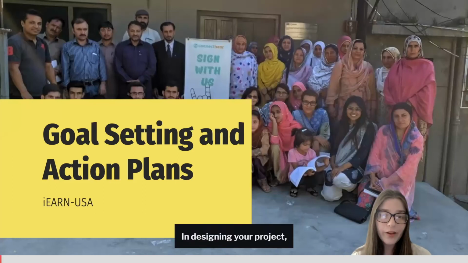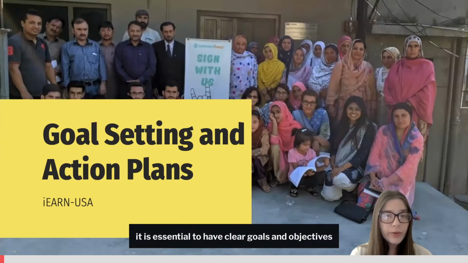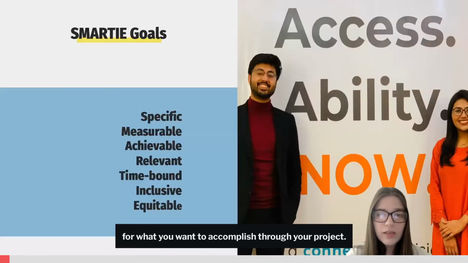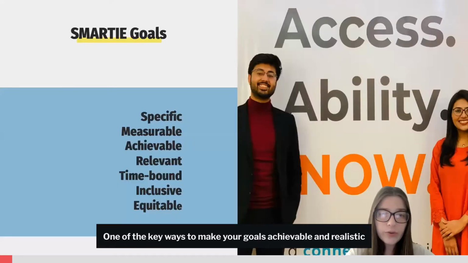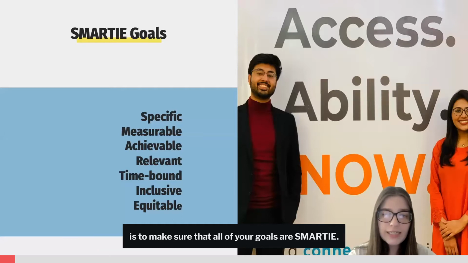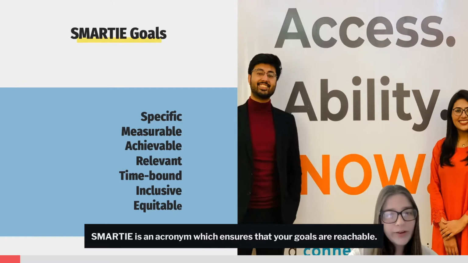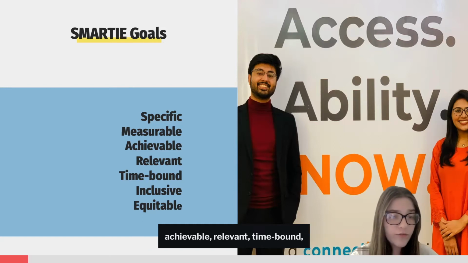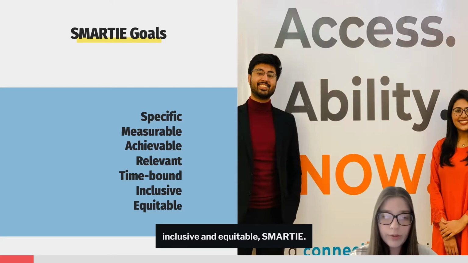In designing your project, it is essential to have clear goals and objectives for what you want to accomplish through your project. One of the key ways to make your goals achievable and realistic is to make sure that all of your goals are SMARTIE. SMARTIE is an acronym which ensures that your goals are reachable. The acronym stands for specific, measurable, achievable, relevant, time-bound, inclusive, and equitable.